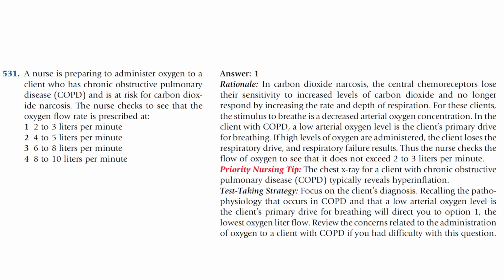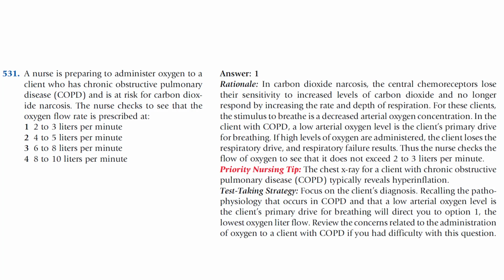531. A nurse is preparing to administer oxygen to a client who has chronic obstructive pulmonary disease and is at risk for carbon dioxide narcosis. The nurse checks to see that the oxygen flow rate is prescribed at 1. 2 to 3 liters per minute. 2. 4 to 5 liters per minute. 3. 6 to 8 liters per minute. 4. 8 to 10 liters per minute.